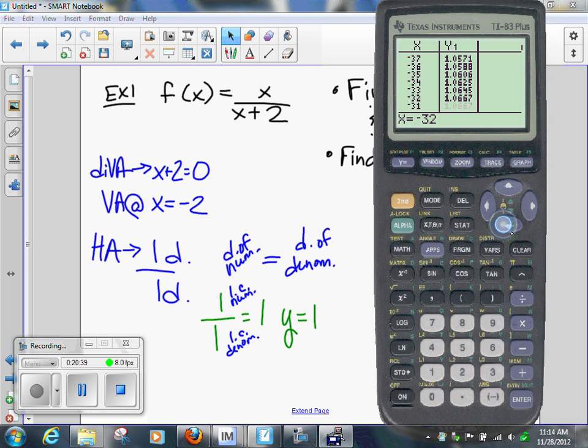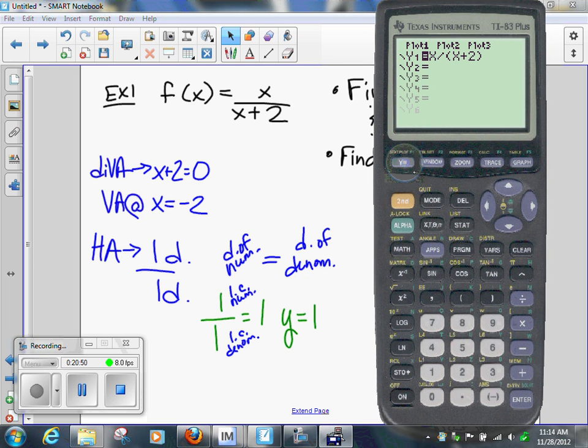You can eyeball it, but a horizontal line is going to be y equals something, right? So how about this, just for kicks? What do we think the horizontal asymptote is? We think it's 1. Could I put y equals 1, make it a heavier line, and then look at the graph? Aha. I found another way.